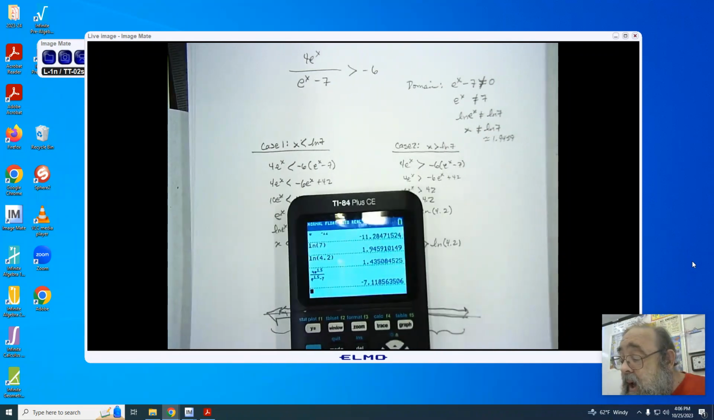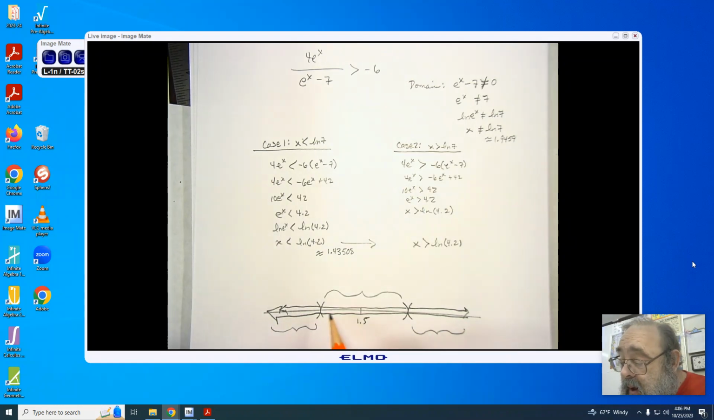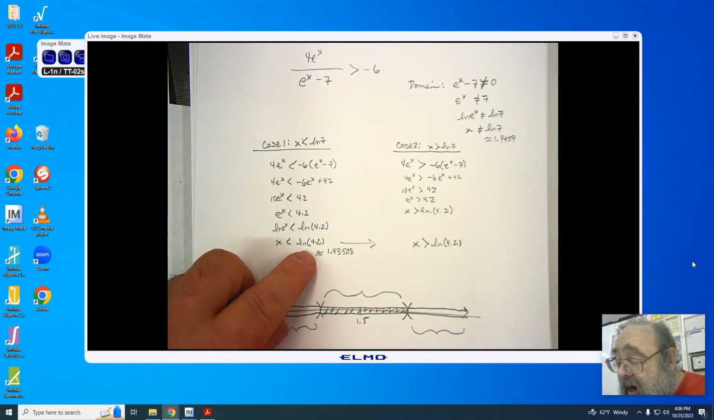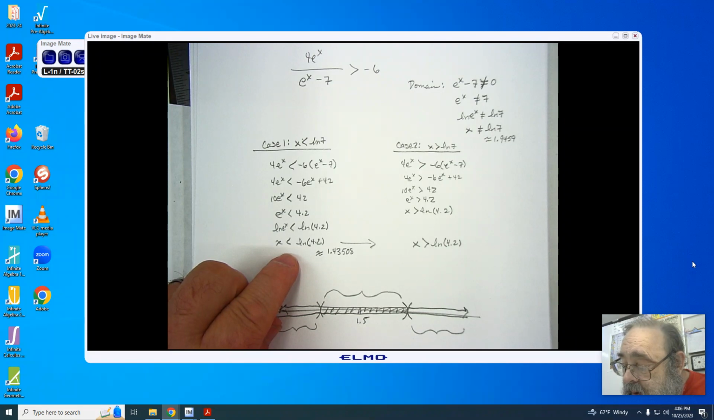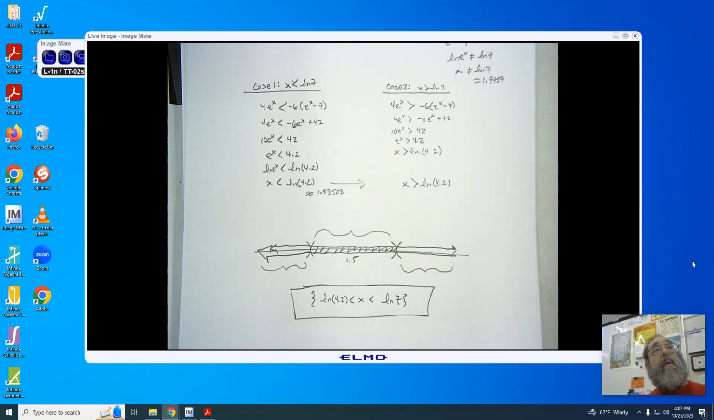And you'll notice I get negative 7.11856. That is definitely less, and so my solution is in between. And I now can say that I'm looking at natural log of 4.2 is less than x is less than the natural log of 7. This is my solution. Let's go ahead and try another one.